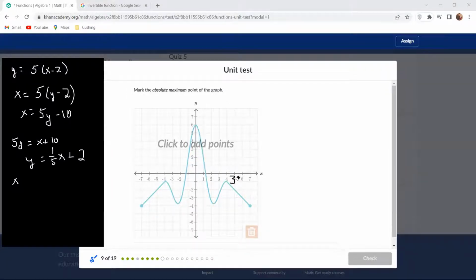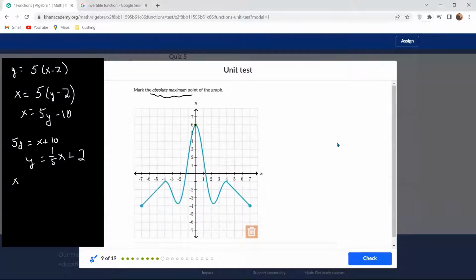Okay, mark the absolute maximum. So that's the difference between absolute and relative. With relative, it's the little peaks anywhere, right? In any kind of area where the peaks are. This is absolute though. So there's only one absolute maximum and only one absolute minimum. Absolute max here, the highest point of the graph is at 6. The output is 6. So we'll just mark it there.